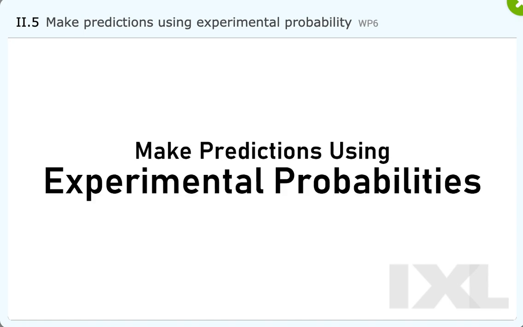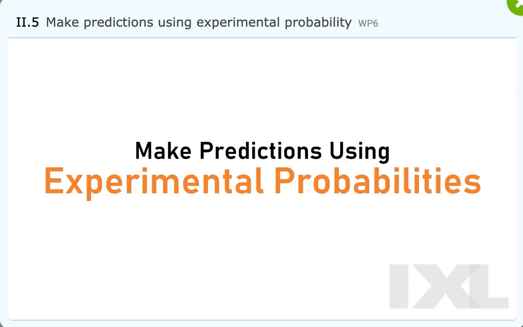Can information about the past give us clues about what will happen in the future? It certainly can. In this video, we will learn how to make predictions using something called experimental probabilities. This video will guide you step by step on how to find experimental probability and how we can apply it to predict the outcome of a future event.